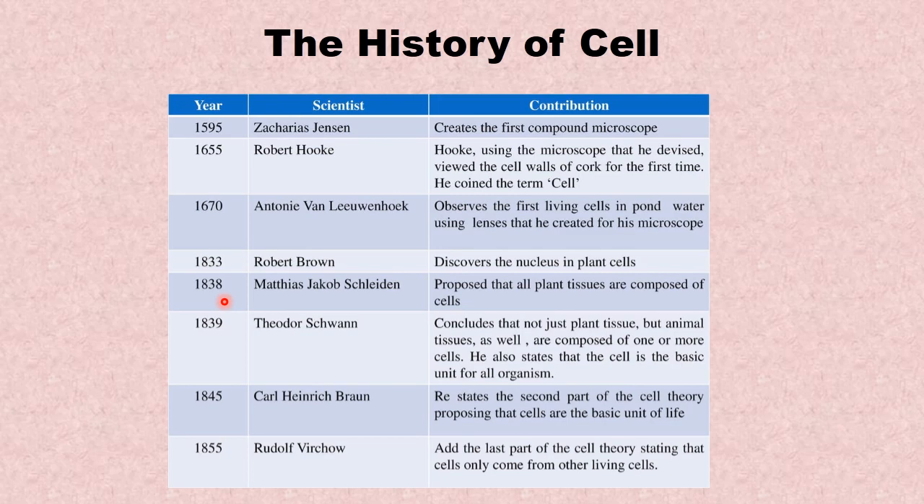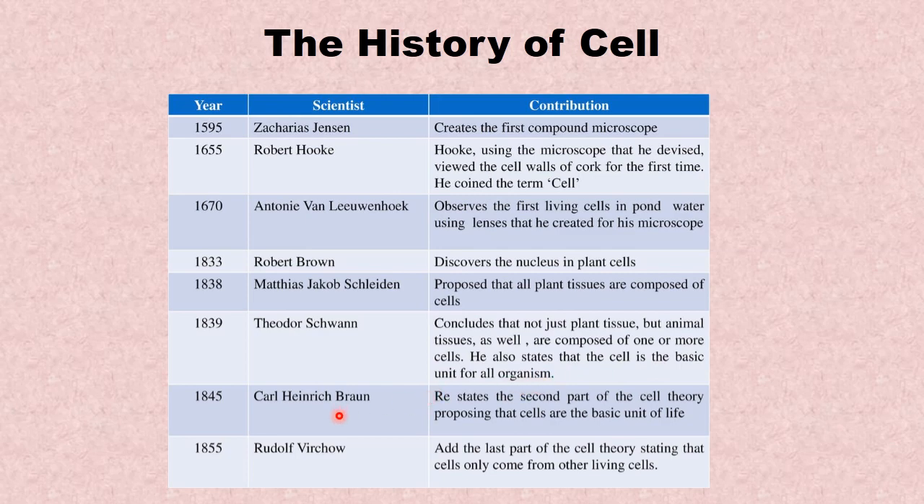In 1838, Matthias Jakob Schleiden proposed that plant tissues are composed of cells. In 1839, Theodor Schwann concludes that not just plant tissue but animal tissue as well are composed of one or more cells. He also states that the cell is the basic unit for all organisms.